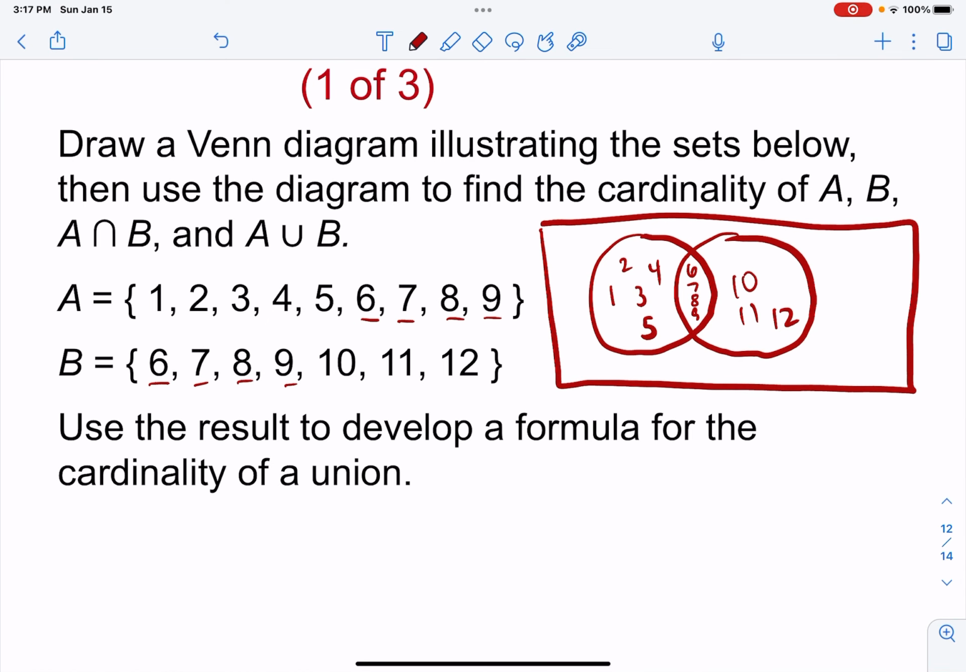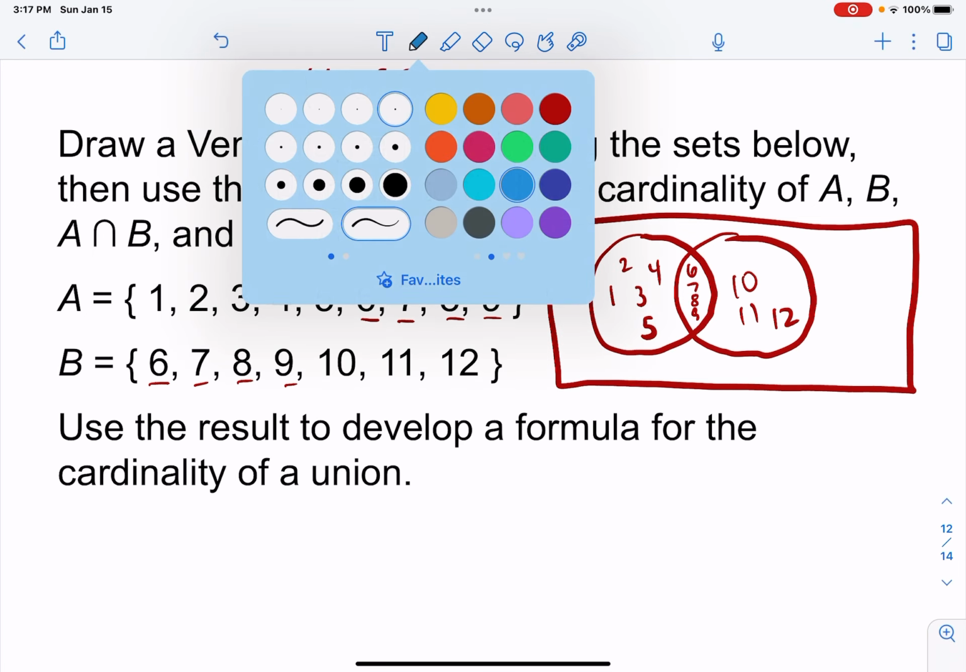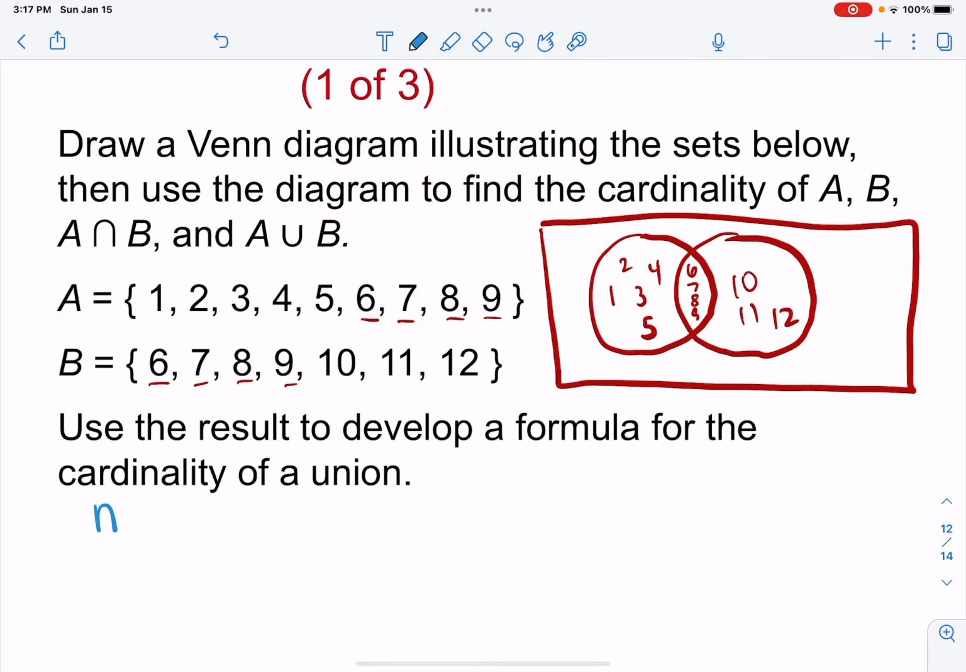So how many numbers are in set A? If I just count them up, I hope you realize there's 9 numbers, because I'm counting up 1 through 9 basically. And then if I do the cardinality of B, I'm going to say, okay, there's 1, 2, 3, 4, 5, 6, 7 numbers.